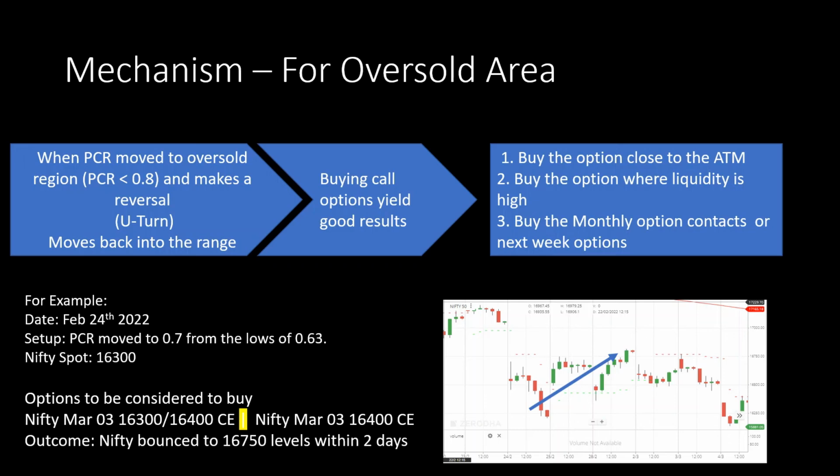Now the reverse is also true. So when PCR moves above 1.6 and moves into the overbought zone, buying put options yields some really good results. Again, the mechanism is the same. You buy at the money or close to at the money put options and give yourself enough time for the trend reversal to happen and see some really positive results on that put option.